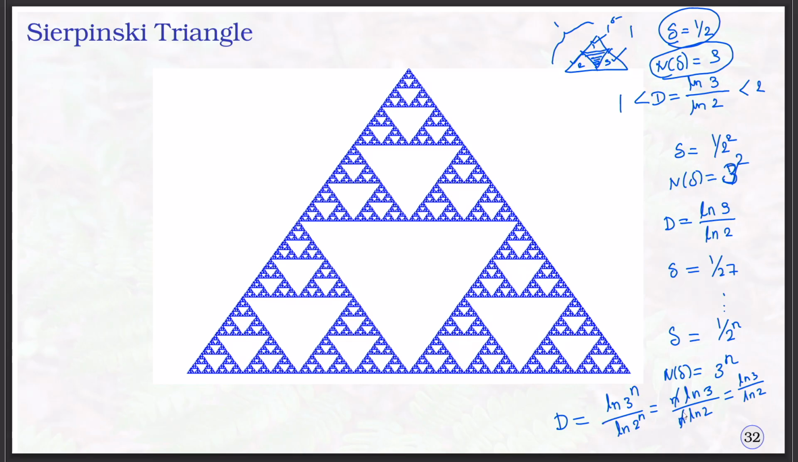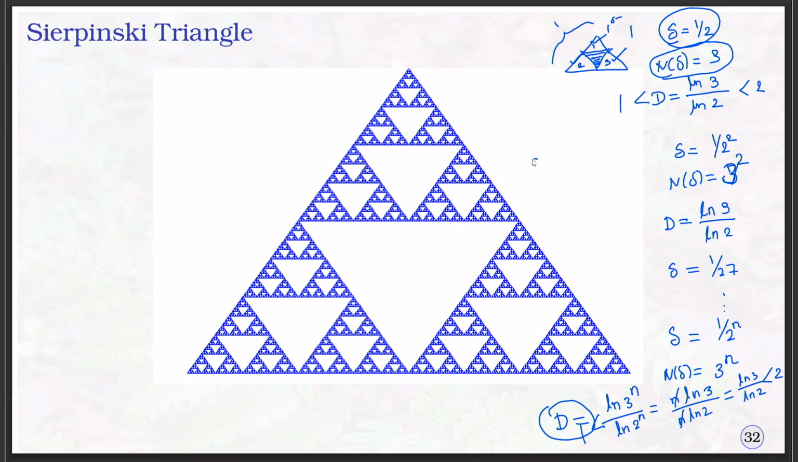If the limit n tends to infinity, we will get the Sierpinski triangle. So, one can choose delta as 1 by 2 power n, then the number of boxes 3 power n we require to cover the Sierpinski triangle. So, the box counting dimension or fractal dimension of the Sierpinski triangle is ln 3 by ln 2, which is less than 2, obviously greater than 1.